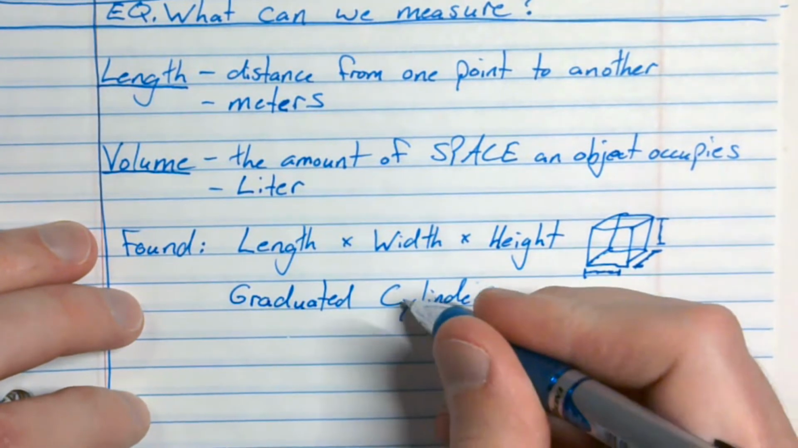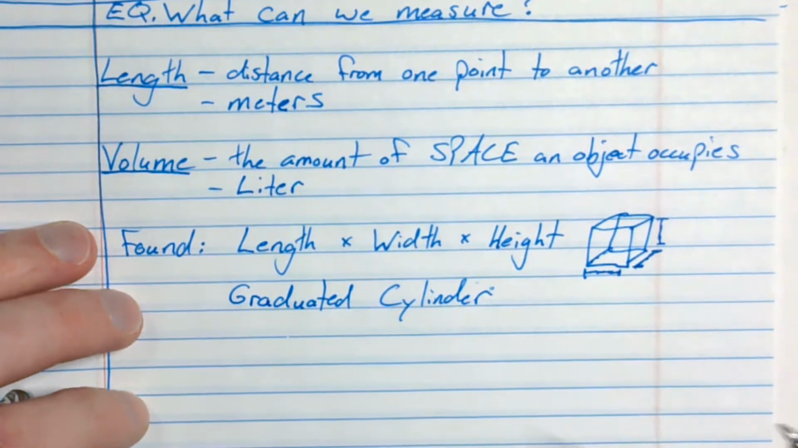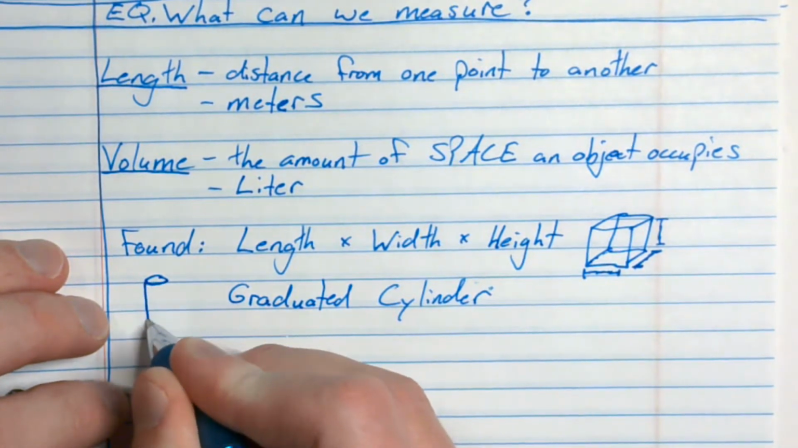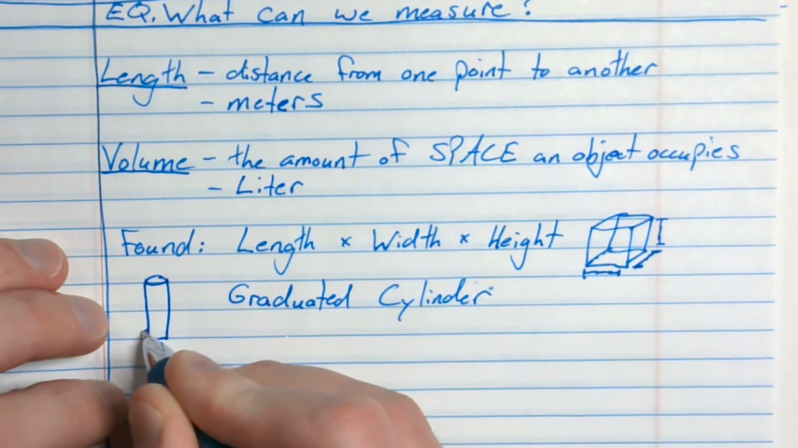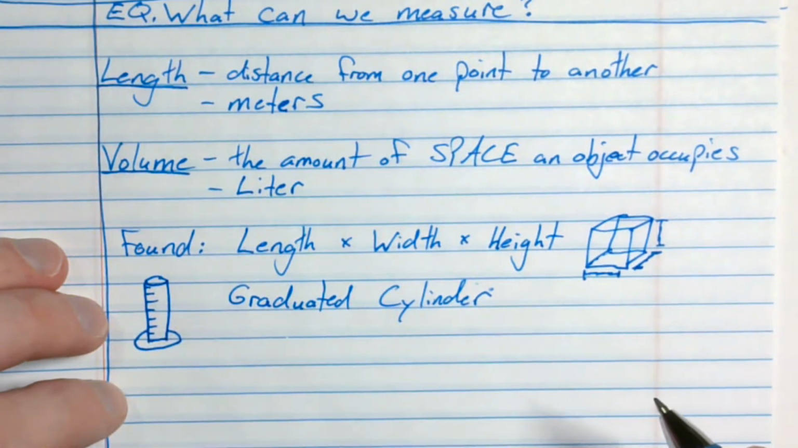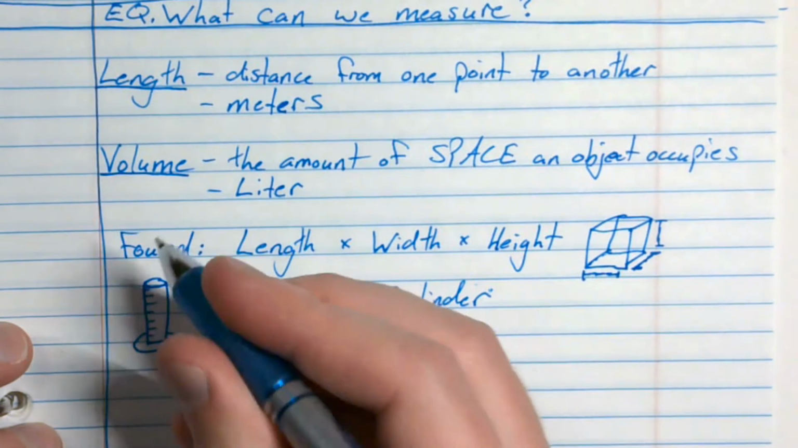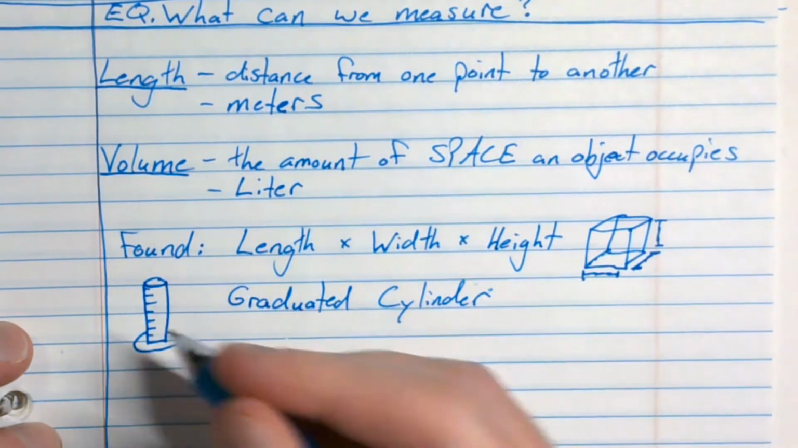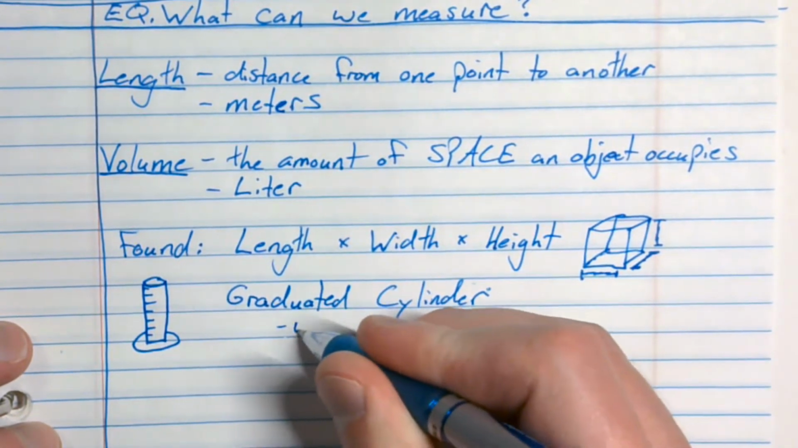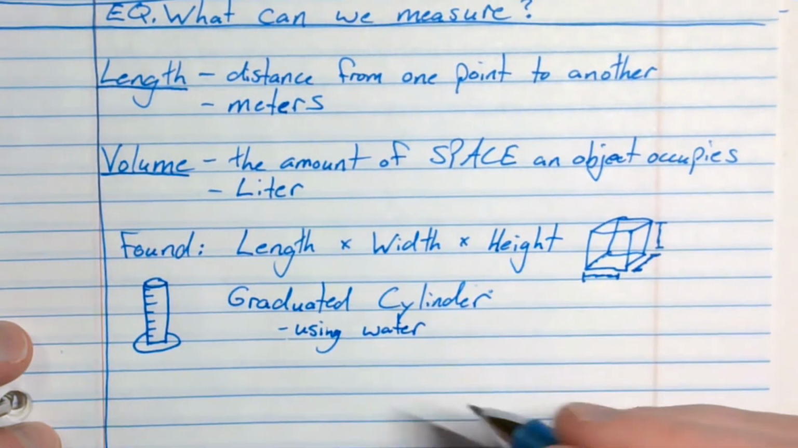Did I spell that wrong? No, I don't think so. Graduated cylinder. And it might be helpful to draw a picture of that as well. And it's got little notches on it. Yeah, that's pretty good. All right, usually it has a base, and sometimes it's got a little spout thing, whatever. So graduated cylinder. So that's going to tell us using water. So that's kind of cool.